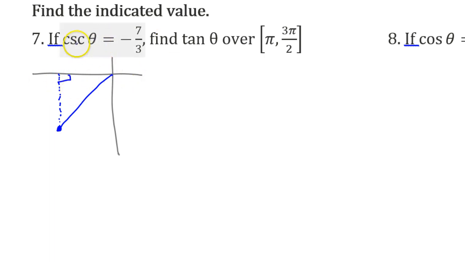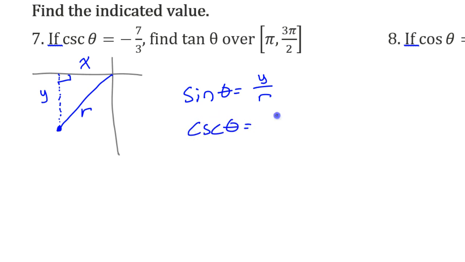Cosecant is the reciprocal of the sine function. In terms of x, y, and r, sine is the y value divided by the radius. So cosecant is going to be the radius divided by the y value.